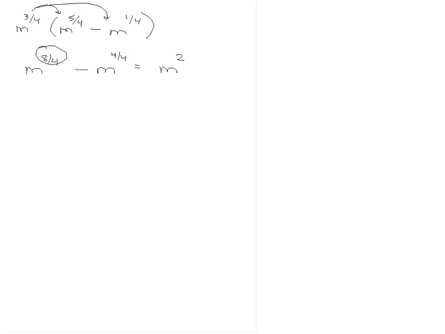All right, let's look at one more. What if I had m to the 3/4 times m to the 5/4 minus m to the 1/4? This is the distributive property. We're multiplying, and with the same bases, you add exponents. So I get m to the, what's 3/4 plus 5/4? 8/4, minus m to the, what's 3/4 plus 1/4? 4/4. So that's m squared, 8 over 4, minus m to the first power, 4 over 4. And that's as far as you go.